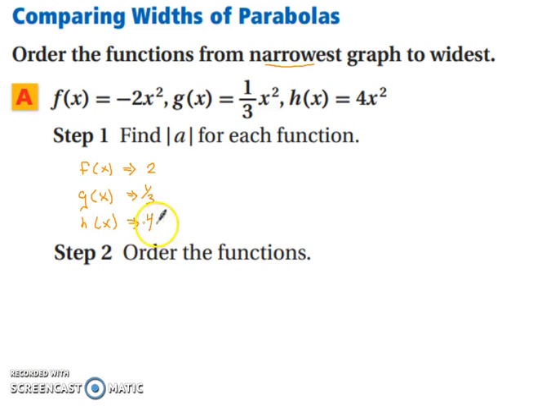Our narrowest graph is going to be the one with the bigger number here. So we have h of x equals 4x squared as our narrowest. Our next narrowest is going to be the f of x. So we have f of x equals -2x squared. And then we have g of x equals 1/3 x squared.